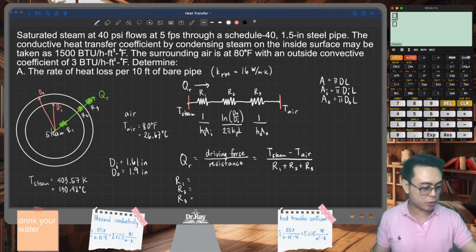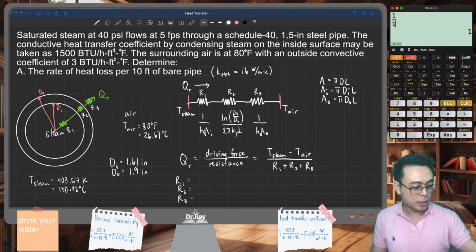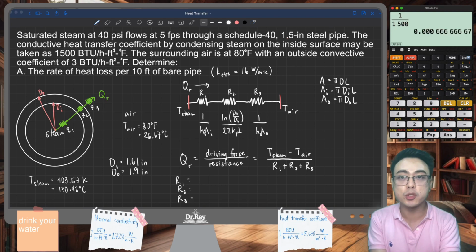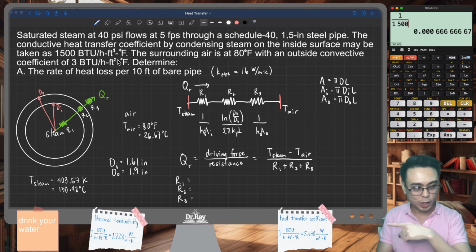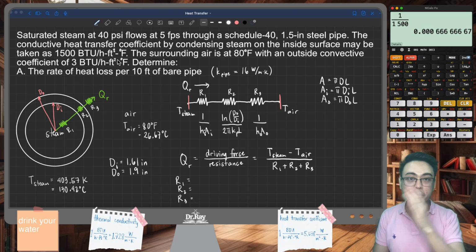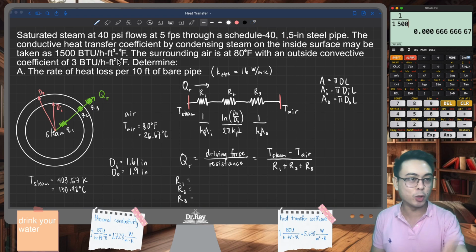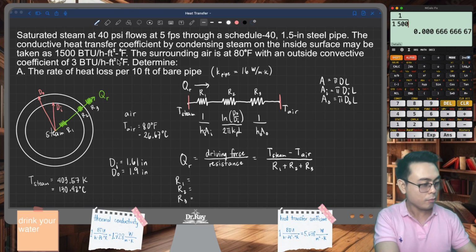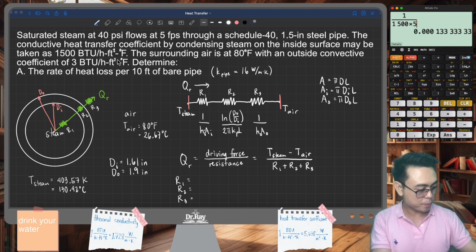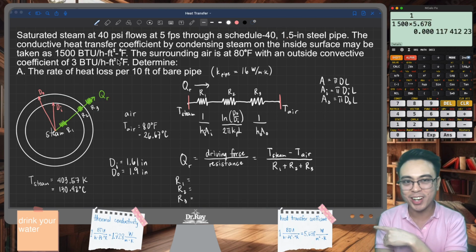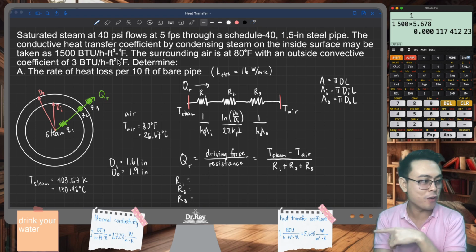The first resistance, that's resistance due to convection on the inside. That is 1 over hi. Now, the given heat transfer coefficient is 1,500, but it's in English units. Take a look at the note here. You can convert from English units to standard SI units by multiplying this with 5.678. So according to this note, 1 BTU per hour per square feet per Rankine is equivalent to 5.678 watts per square meter per Kelvin. So this is a very fast way for us to convert heat transfer coefficients.